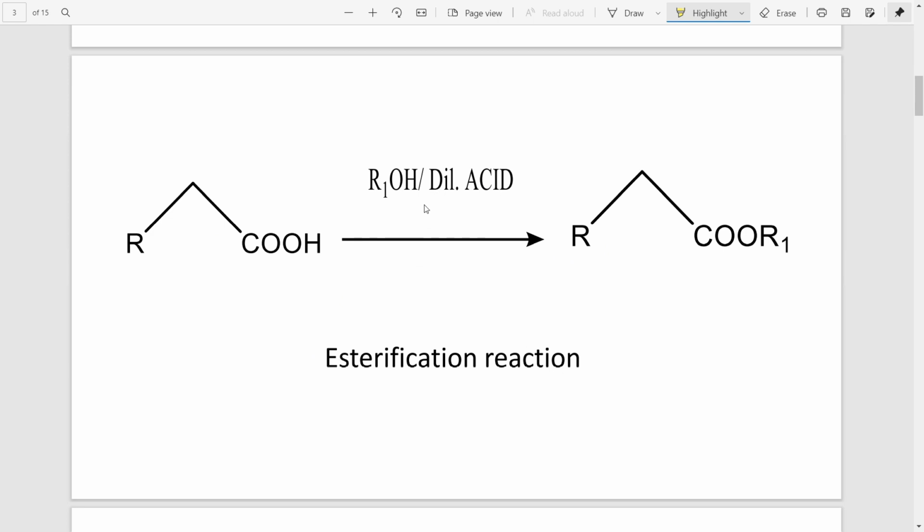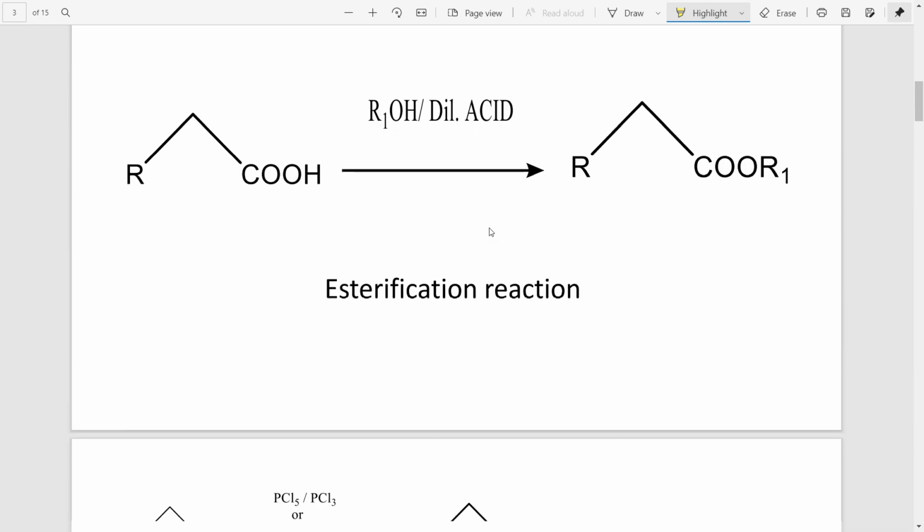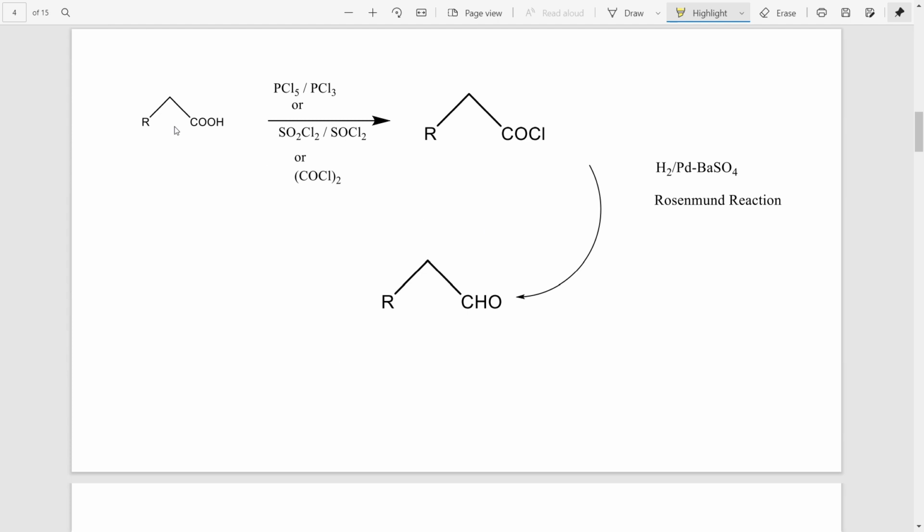But one thing to remember, if you give dilute acid, then forward reaction as well as backward reaction are also possible, that is from acid to ester, as well as ester again breaking down into acid. But if you give dilute base as a catalyst, then only forward reaction, no backward reaction will be possible. Now let's see from acid to aldehyde.